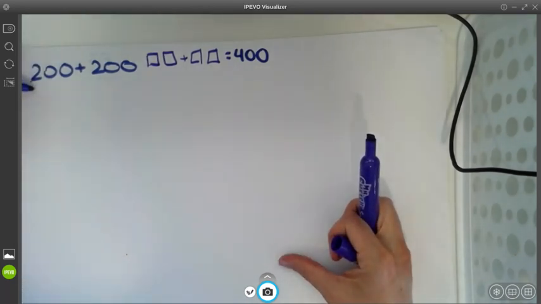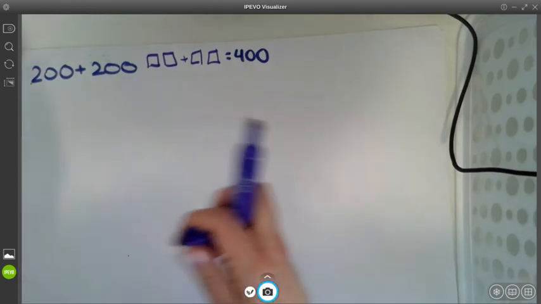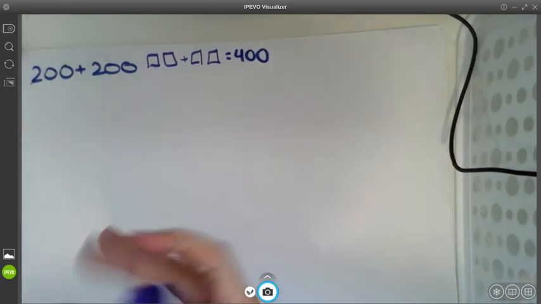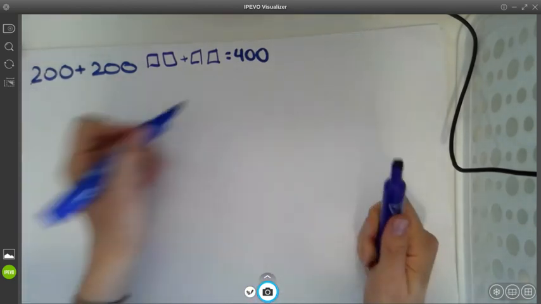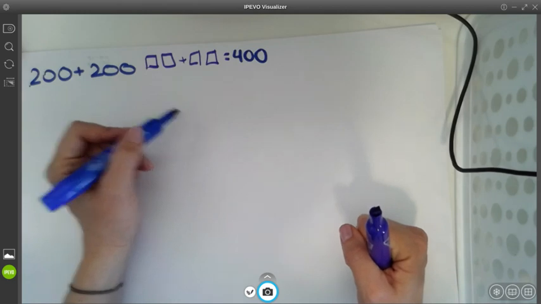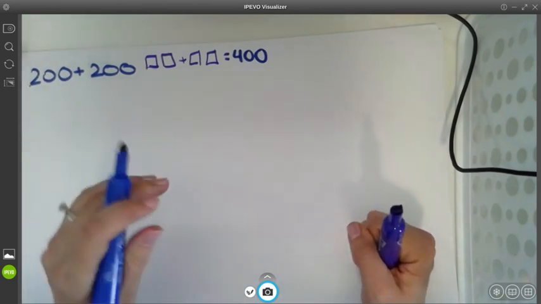Okay, additionally, you can look at adding it in that vertical form. Okay, you can look at 200 on top of 200. Okay, so there's a lot of different ways that you can approach these depending on what you're most comfortable with. Okay, the next thing I want to do is I want us to look at 200 plus 20.